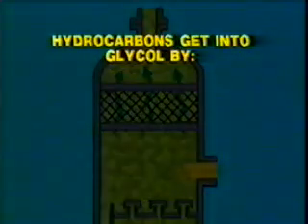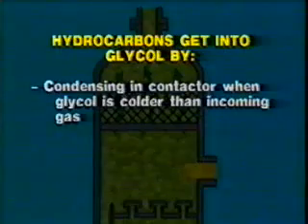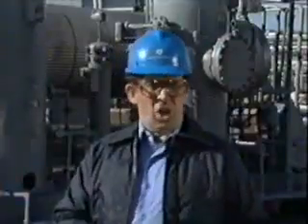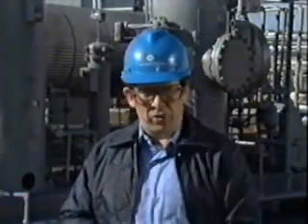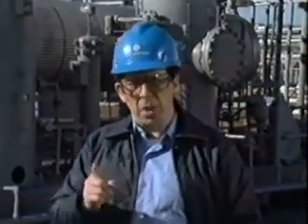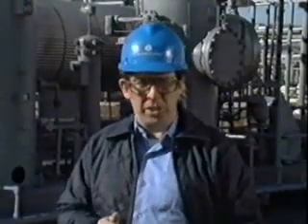Hydrocarbons get into the glycol in two ways: by condensing in the contactor when the glycol is colder than the incoming gas, and by carryover of hydrocarbon contaminants from the inlet separator or gas stream if the unit has no separator. Salt content refers to the amount of salt or chloride in the glycol. It should be kept below 0.01% by weight, or 100 parts per million.